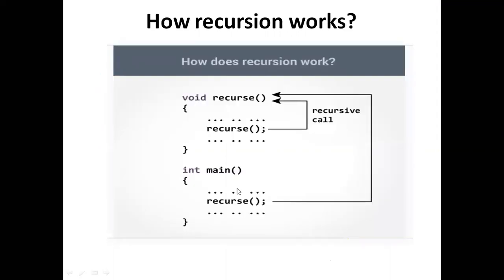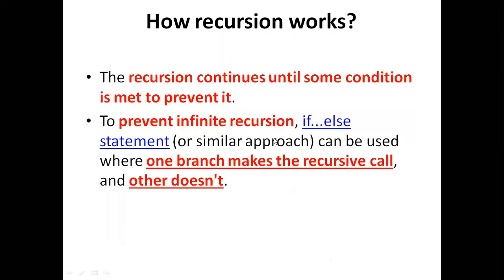Here, from the main method we are calling something as recurse, and it moves here, and from this line it moves once again to the recurse method. In this manner the function calls itself, and that's why we call it recursion. The function that calls itself is called a recursive function.